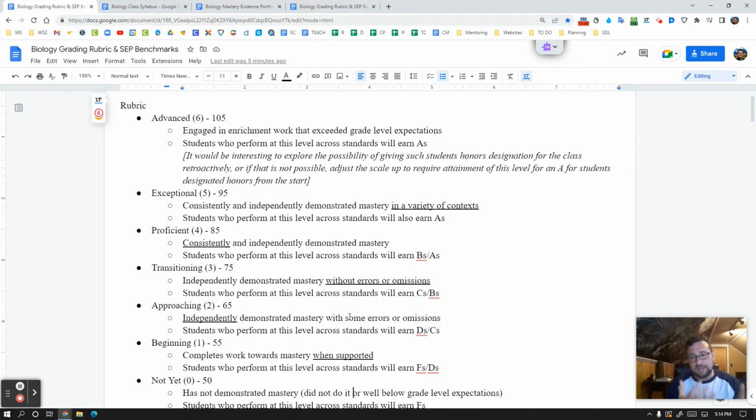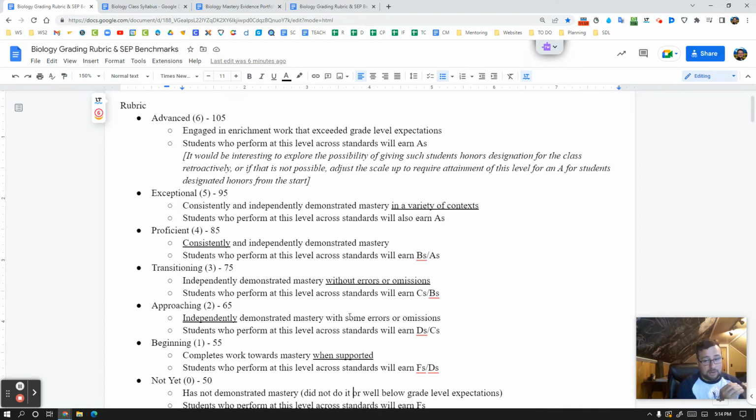They're not there yet. So the not yet level is a 0 on the 5 point scale or a 50% on the 100 point scale. Then the next level will be called beginning, which is 1 on the 5 point scale or a 55% on the 100 point scale. The next level is approaching, which is a 2 on the 5 point scale or a 65% on the 100 point scale.